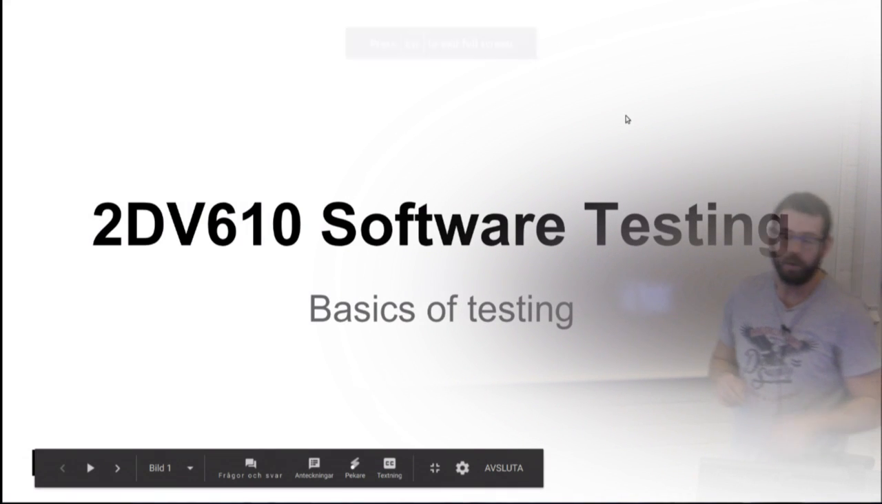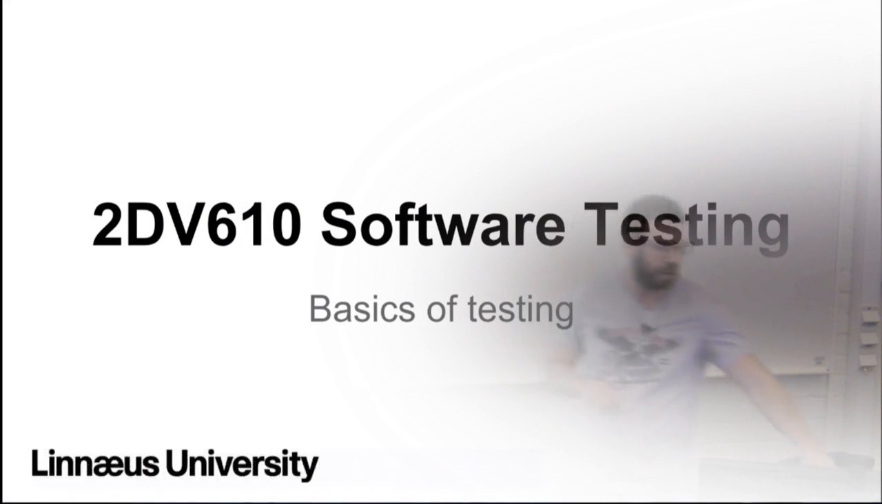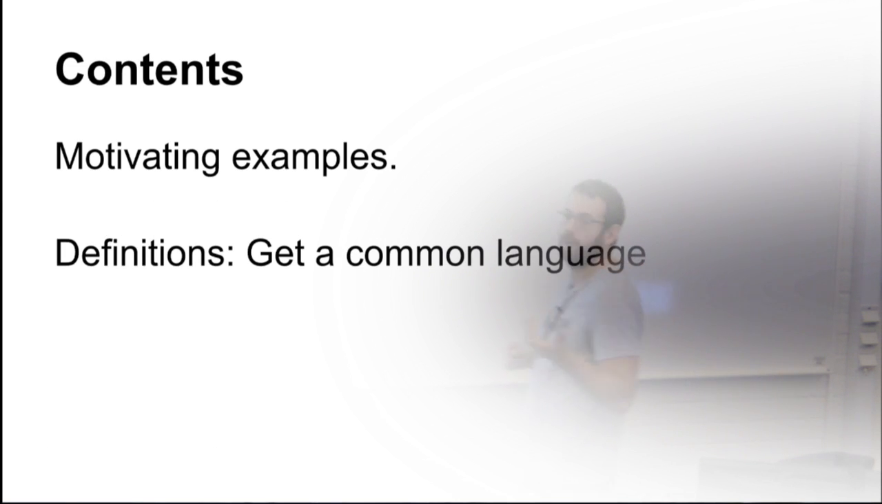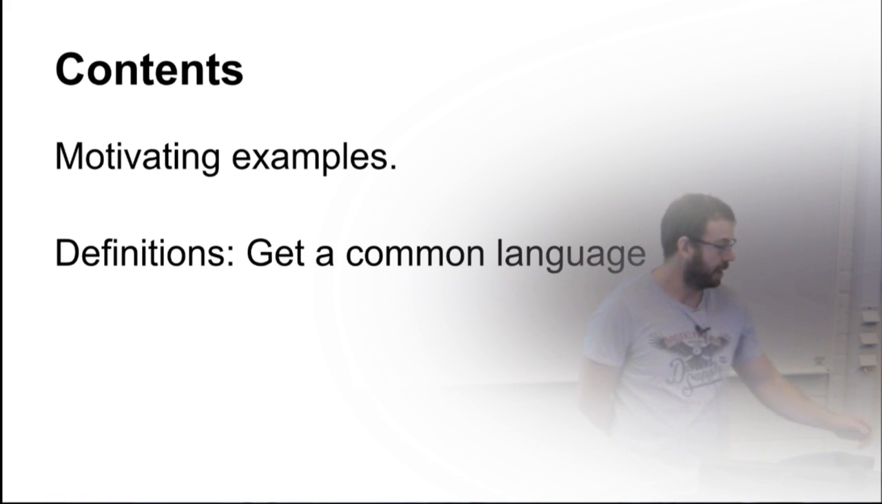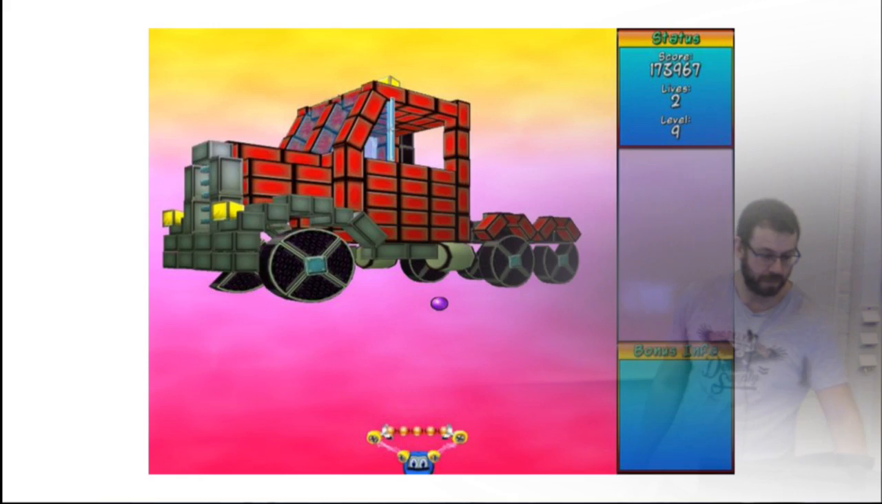Okay, so this lecture is called Basics of Testing. The intent with this lecture is twofold. The first thing is that I'm going to give you some examples that have motivated me to be a better tester. Some stories, some bugs I've found or experienced, and problems with this myself as a programmer and as a tester. And really what I want is for us to start to build a language which is common between you and me, so that we can communicate about writing tests and testing products and stuff like that. And we're also going to do a couple of definitions.